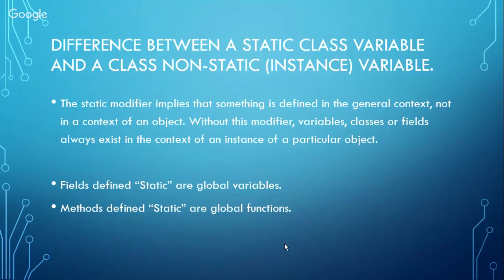The first topic is the difference between a static class variable and a class non-static instance variable. The static modifier implies that something is defined in the general context, not in the context of an object. Without this modifier, variables, classes, or fields always exist in the context of an instance of a particular object. That means that the fields defined static are global variables, and the methods defined static are global functions.